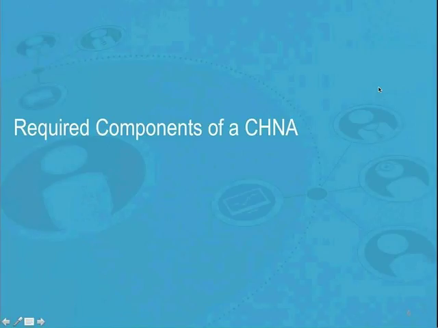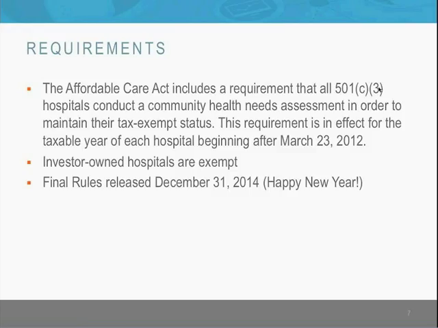What's interesting is some hospitals have been doing community health needs assessments for years as a part of their community benefit efforts. However, as a part of the Affordable Care Act, CHNAs became a requirement for not-for-profit hospitals that are 501(c)(3) designated hospitals. The final rules were released on New Year's Eve 2014, although the requirement began in March of 2012. So those folks at the IRS really know how to party, putting out final rules on New Year's Eve.